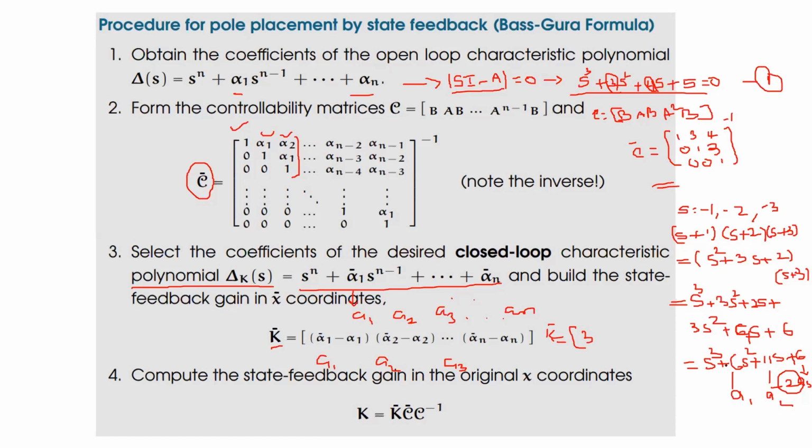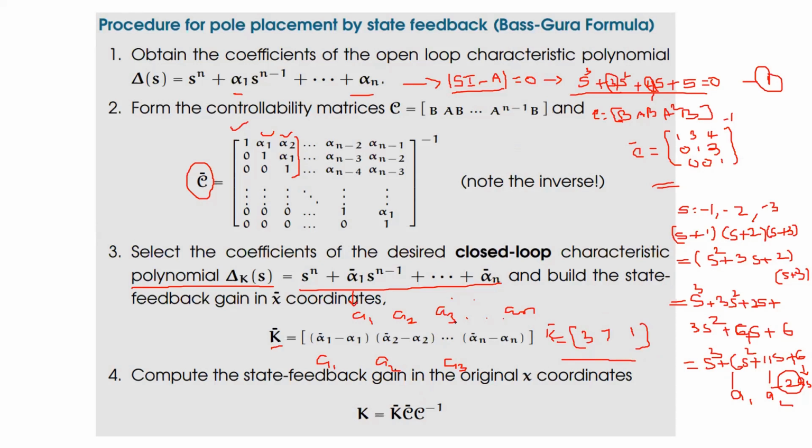Next, what is A2? A2 means 11. So 11 minus what will be the value here? 4. 11 minus 4 means 7. What is the next one? A3, 6. 6 minus 5. This is K bar matrix.